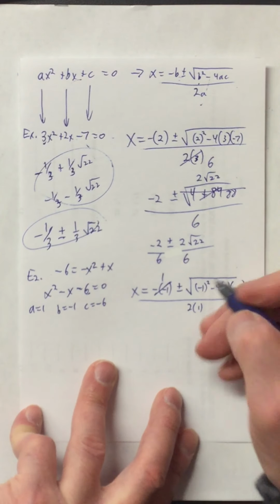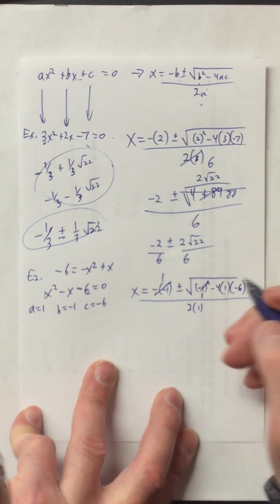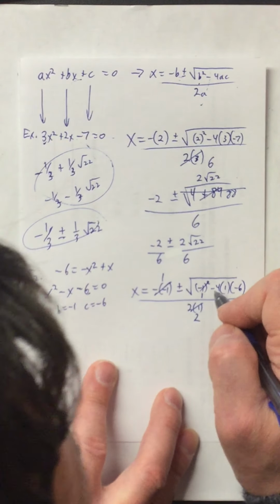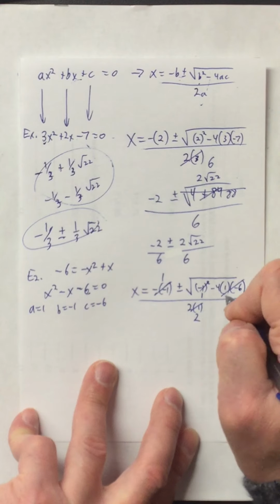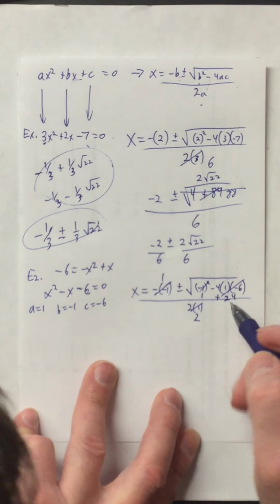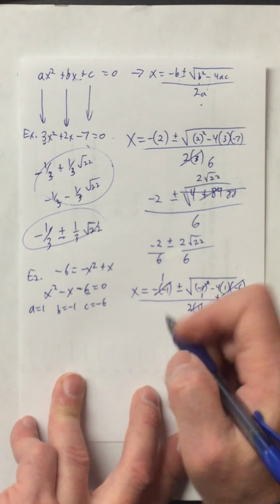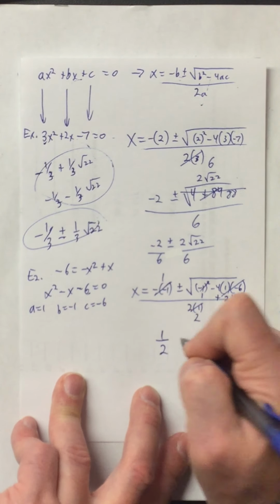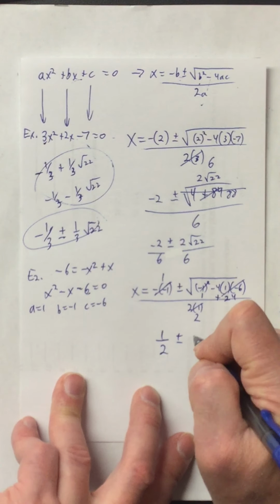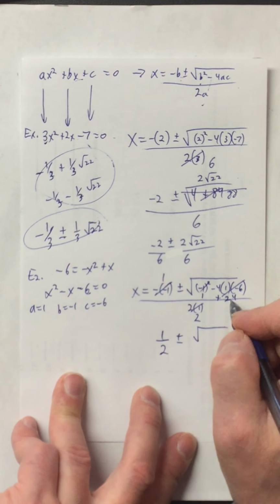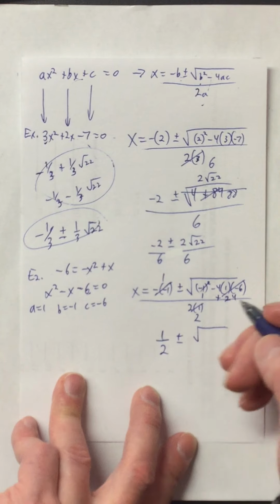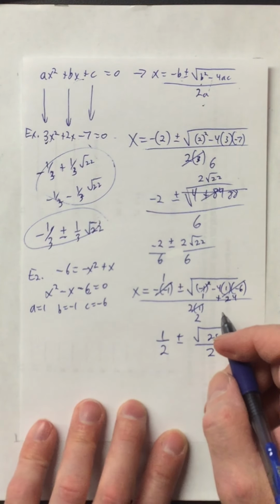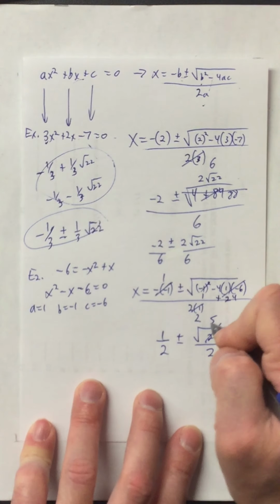This is going to be a positive 1. This is also going to be a positive 1. This is going to be 2. This here 1 times, so it doesn't change that, so -4 times -6 looks like a positive 24. So I get 1, I'm going to separate those out. We get 1/2 plus or minus the square root of, we got 1 plus 24, 25 over 2. Square root of 25 is 5, right?